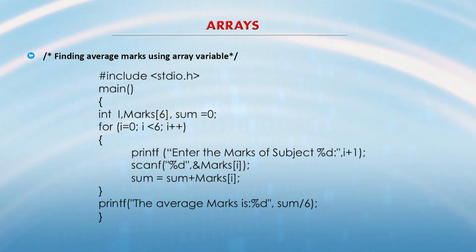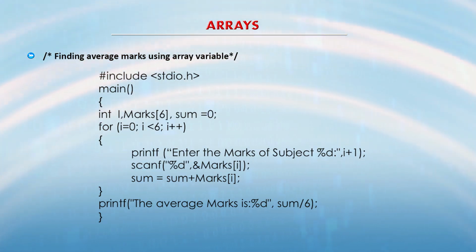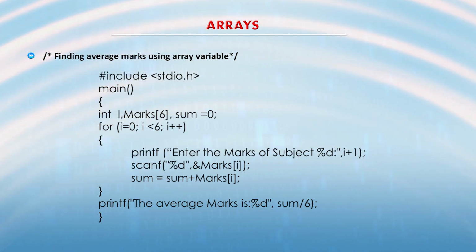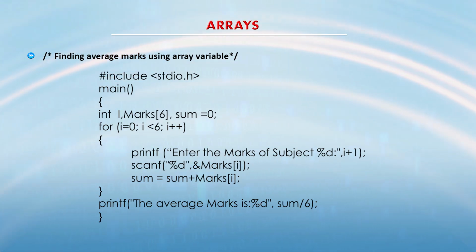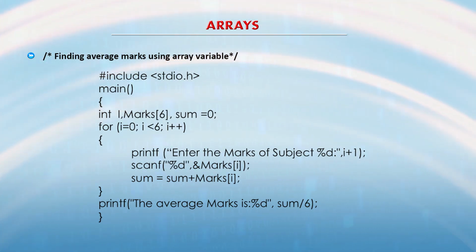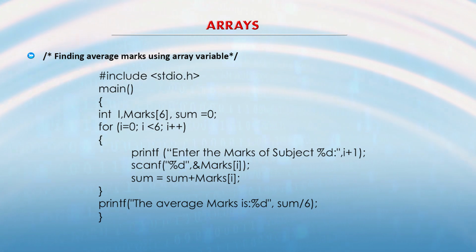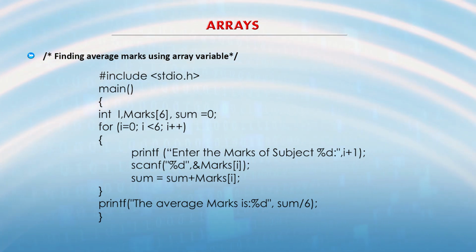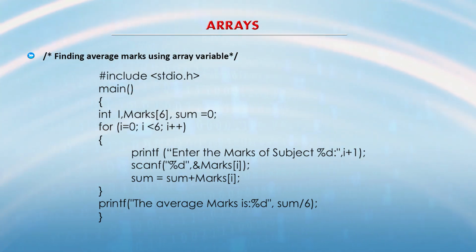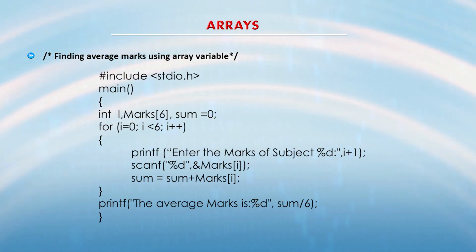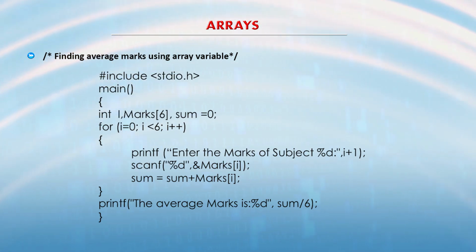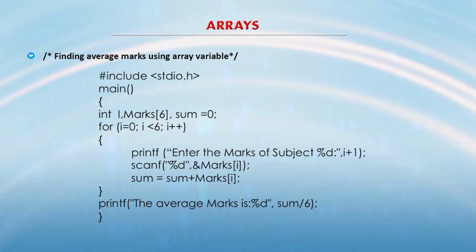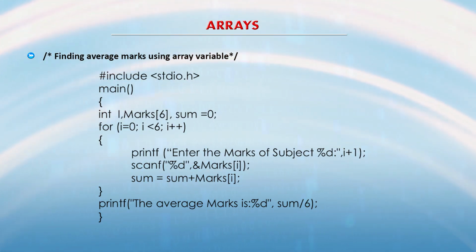To incorporate interactivity, we write printf("Enter the mark of subject %d", i + 1), because the index starts with 0. That is why i is firstly equal to 0. A 0th subject cannot be there, so we need to have the first subject. That is why it is written as enter the mark of subject %d, 0 plus 1, that is subject 1. Then scanf("%d", &marks[i]), that means marks of the first subject are to be read by the computer.